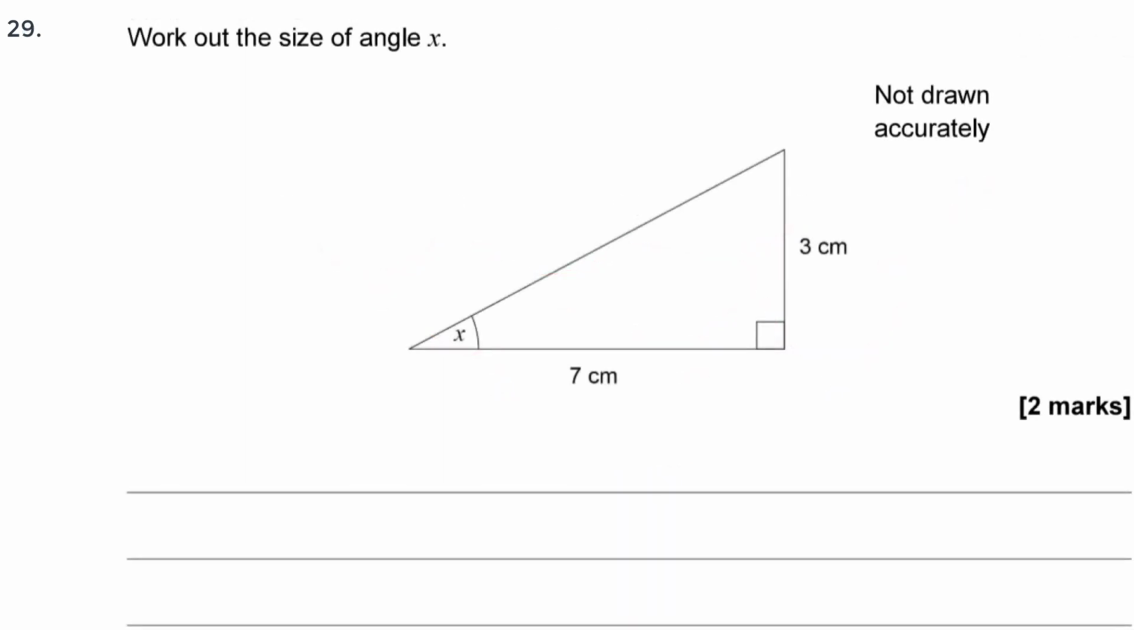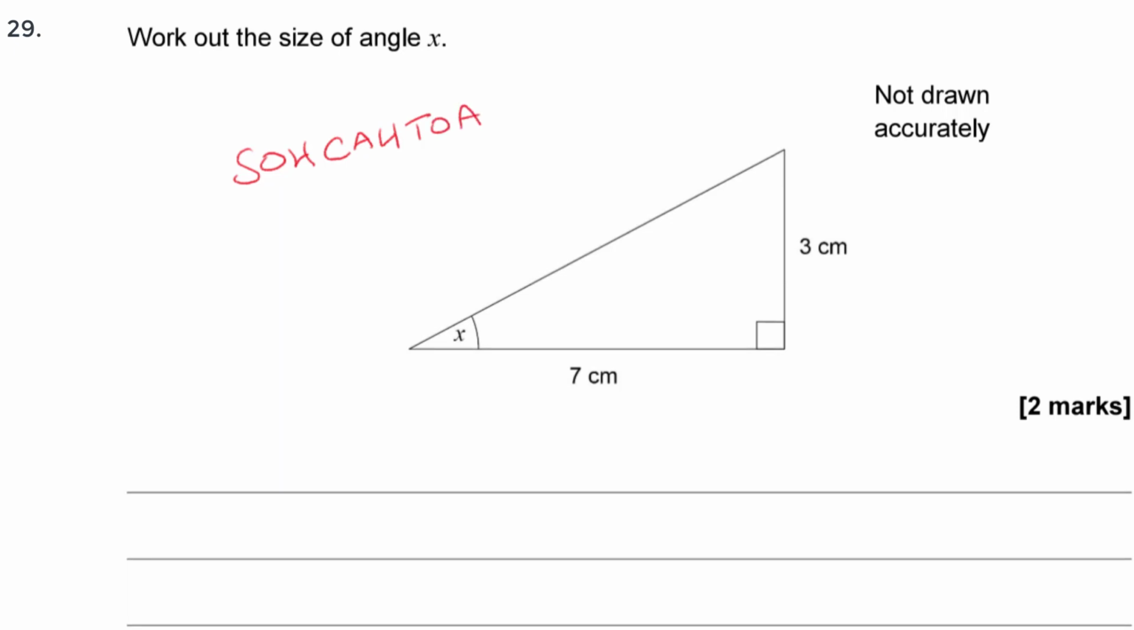And work out the size of angle x. So you've got a right angle triangle, and I've been given 2 sides and I want an angle, so it's clearly going to be trigonometry. Now you can remember which ratios you want to use, whatever way you like. I use SOHCAHTOA. It's just a handy way of remembering each of them.